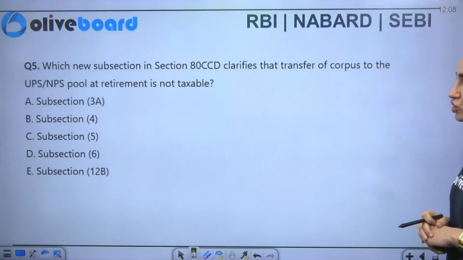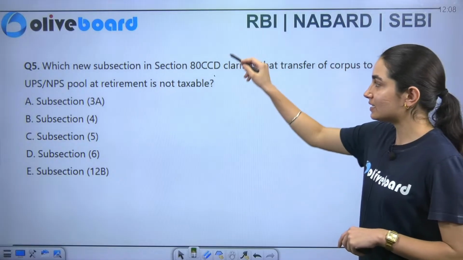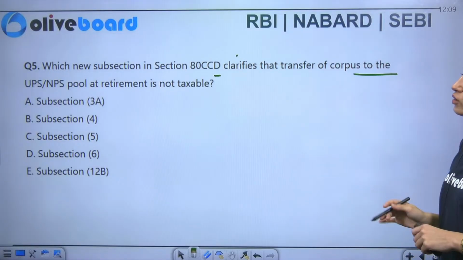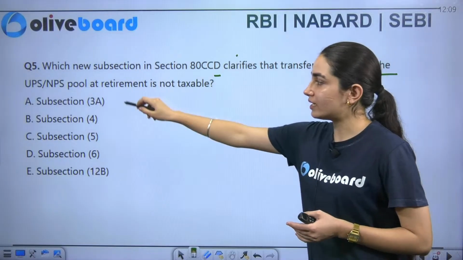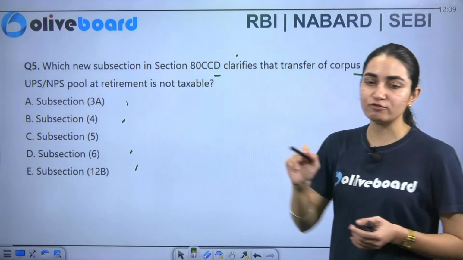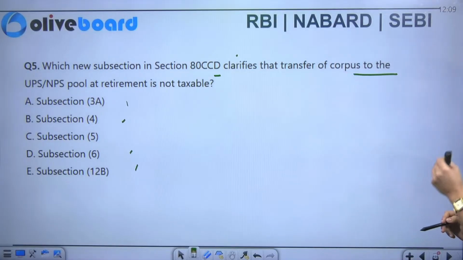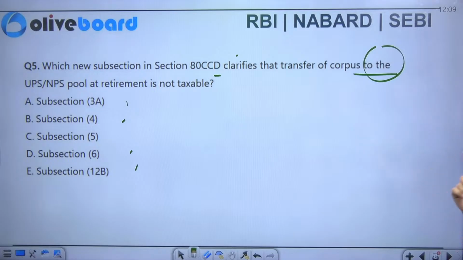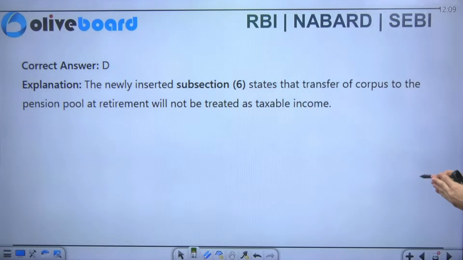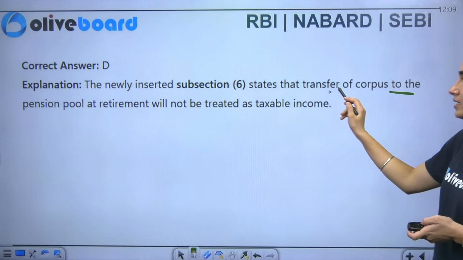Next question says, which new subsection in section 80CCD clarifies the transfer of corpus to UPS NPS pool at retirement is not taxable? Is it subsection 3A, subsection 4, 5, 6 or 12B? Remember, here I am asking which new subsection clarifies the transfer of corpus to UPS NPS pool at retirement is not taxable. Alright, so the correct answer is D, which is subsection 6, states that transfer of corpus to pension pool at the retirement will not be treated as taxable income.